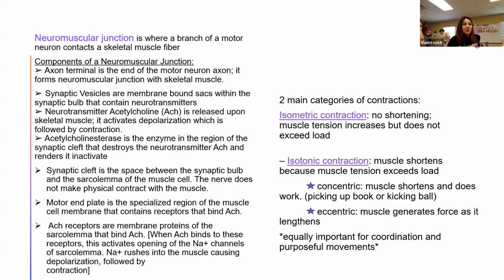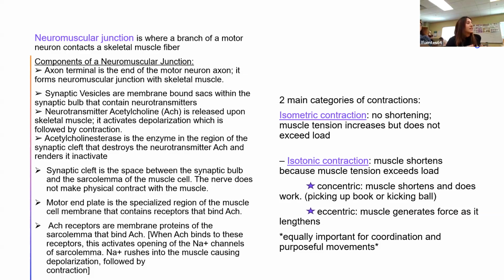Acetylcholinesterase is the enzyme in the region of the synaptic cleft that destroys the neurotransmitter ACh and renders it inactive. The synaptic cleft is the space between the synaptic bulb and the sarcolemma of the muscle cell. This nerve does not make physical contact with the muscle. The motor end plate is the specialized region of the muscle cell membrane that contains receptors that bind the acetylcholine. And then the ACh receptors, this is long, these are membrane proteins of the sarcolemma that bind the ACh.